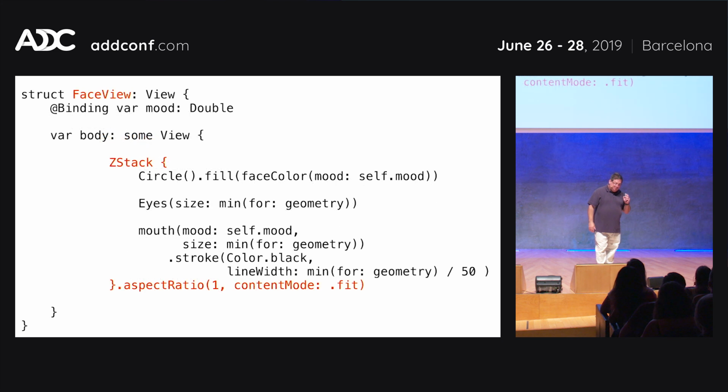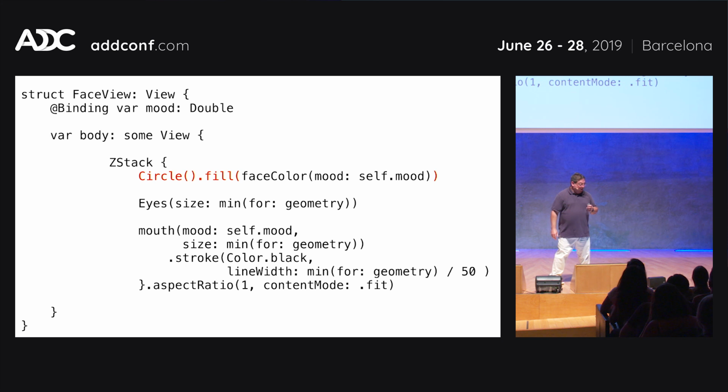The face view looks like this. It's a Z stack, so it's in Z order. Z stack means painter order, so whatever is first is what you painted first, and the next thing appears on top of it, and the next thing appears on top of that. And so I began with circles, eyes, and a mouth. I fill the circle with a color that I determined from the mood, and so I look at the mood, and I'm going from red to green, and I'm just finding values in between red and green based on your mood.